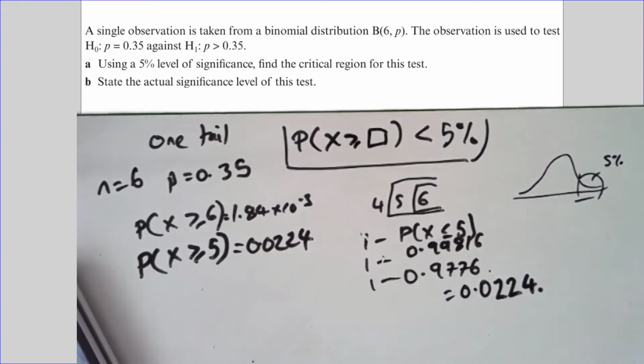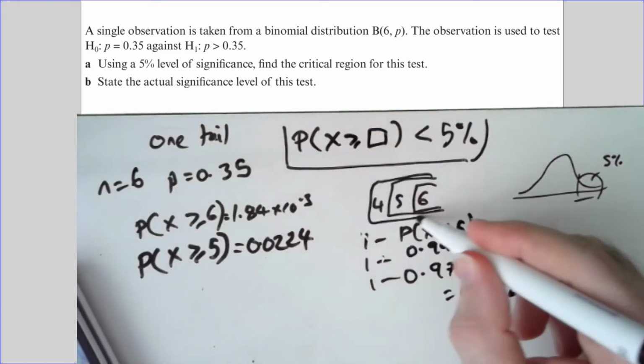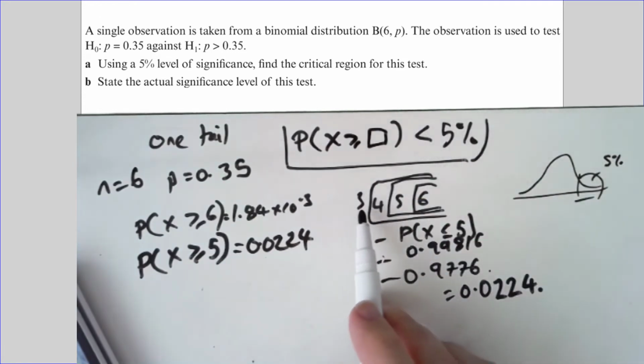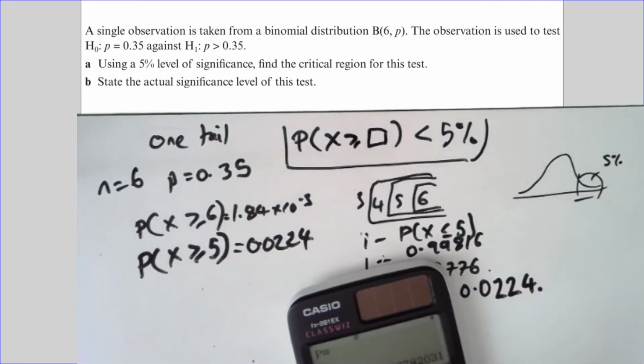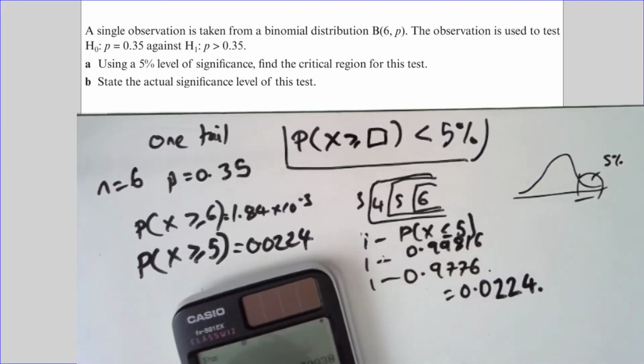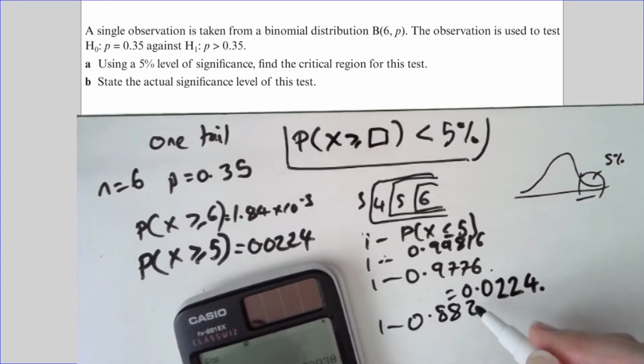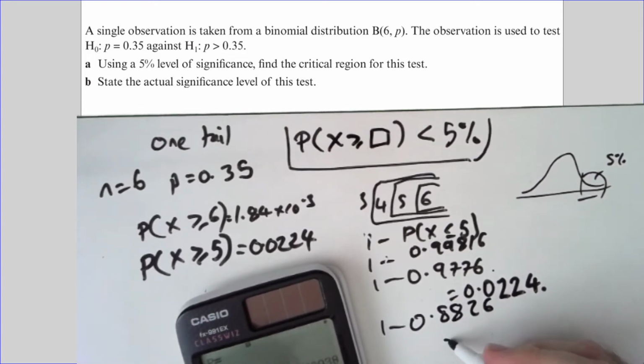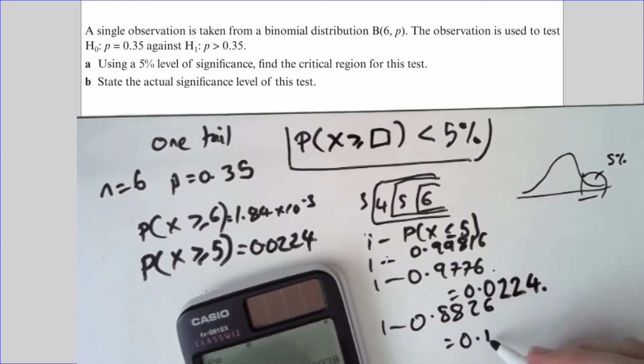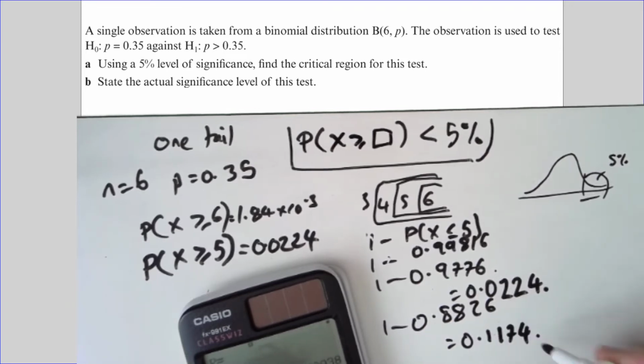that wouldn't be maths. So we also need to do 4, so this is 1 minus 3 or less. So if I go back to here, key in 3, this is 1 minus 0.8826, which is 0.1174.